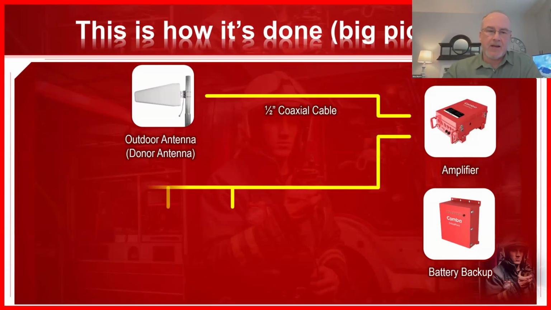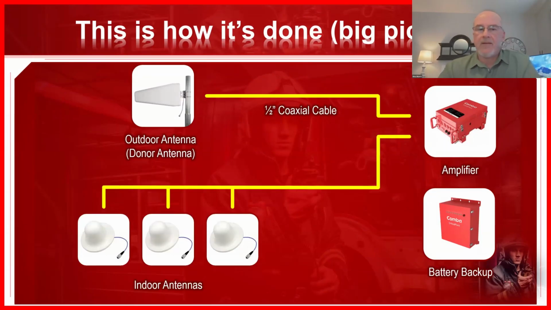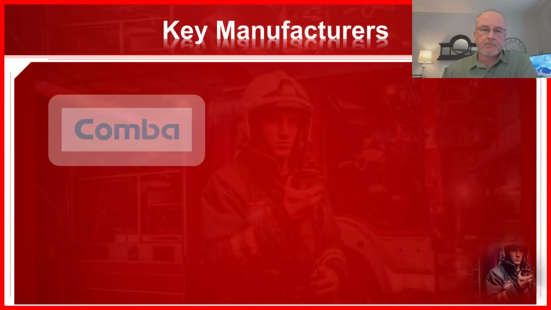And then on the inside, we have indoor antennas that are distributed around, just kind of like a wireless access point, if you will, for this system. So that wherever the first responder is, they can get to that antenna and then get out to the donor and then out to the tower that's connected to everyone. So that's the big picture components. We'll dive into this a little bit more in a moment.